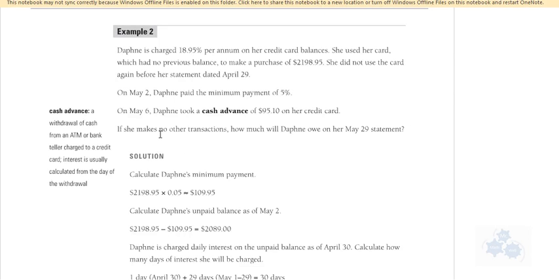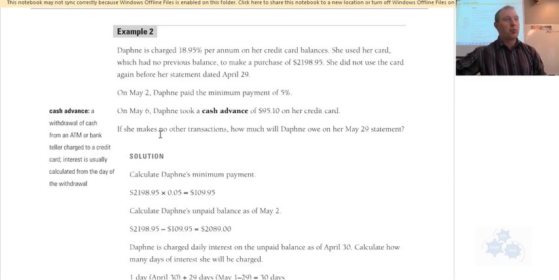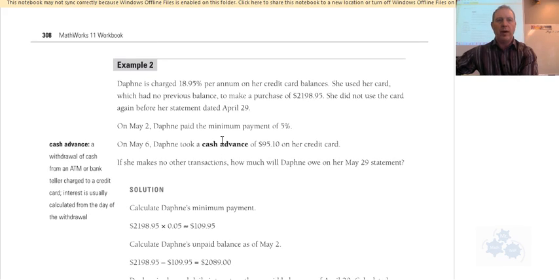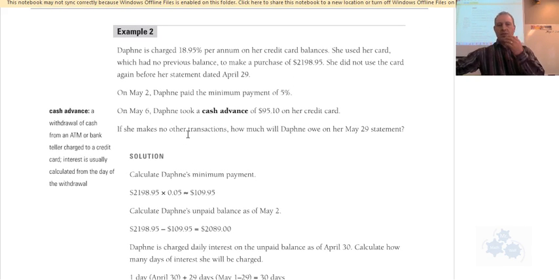All right, so this is 6.3, the second video, 6.3, okay? So we've done, I think, 1 to 3 in your questions there so far. So this is example 2, page 308, we said, okay. So let's read it through. We're going to talk about something called a cash advance here today.